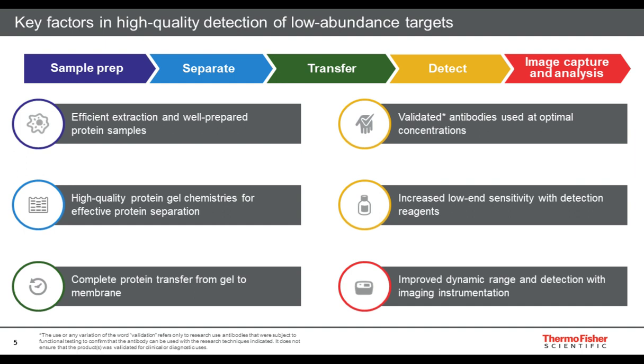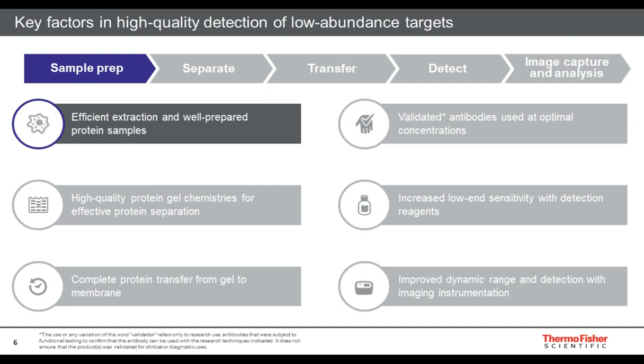The Western workflow is highlighted here and again covers 6 key steps of how to improve the overall detection of low abundant targets. We'll be covering the factors that include efficient extraction and well-prepared protein samples, high-quality protein gel chemistries for effective protein separation, complete protein transfer from gel onto the membrane, the use of validated antibodies at optimal concentrations, increased low-end sensitivity with specialized reagents, and improving the dynamic range and detection capabilities with new imaging instrumentation.